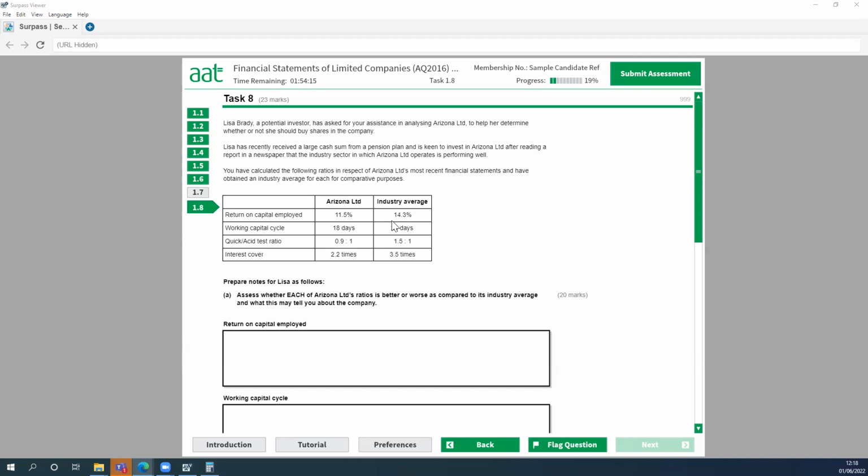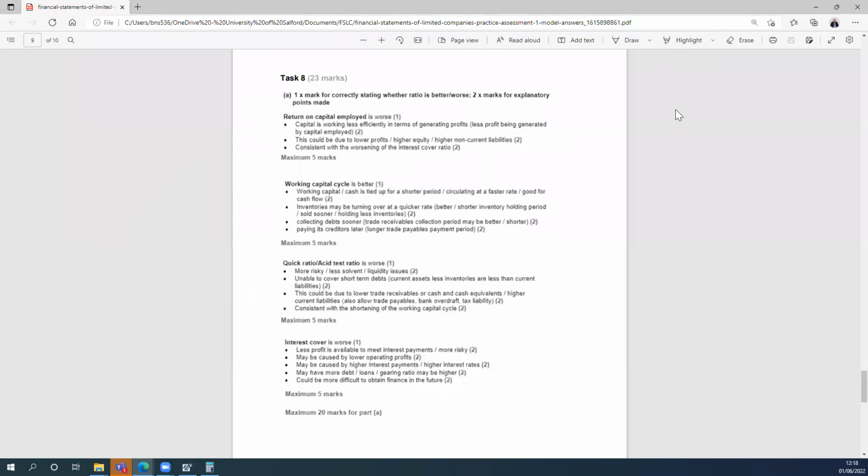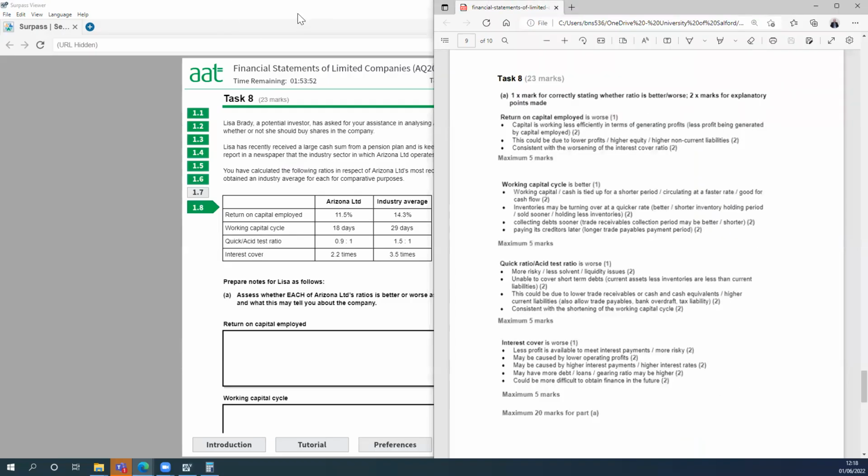Well, why is that? And this is why you need to understand. So how did you do your return of capital employed before? So what are the reasons for that being worse than the industry average? So let me show you. I'm going to go through the answers with you because it's an easy way of doing it and I can explain it to you as you're going along. So watch. So let me show you.